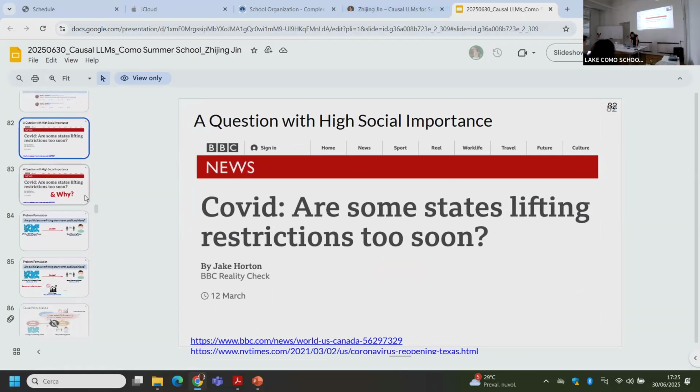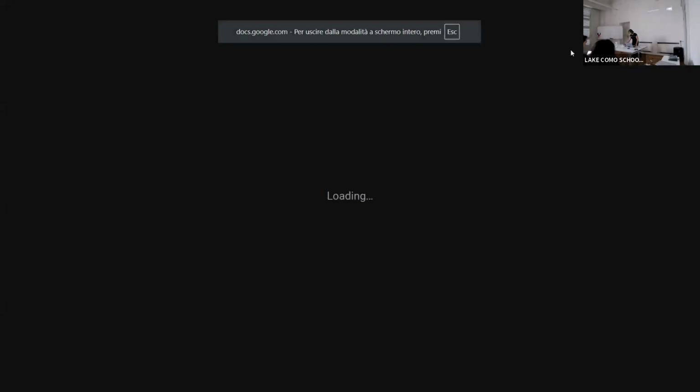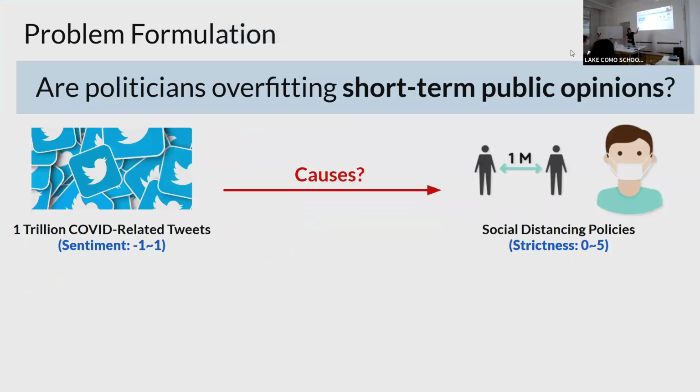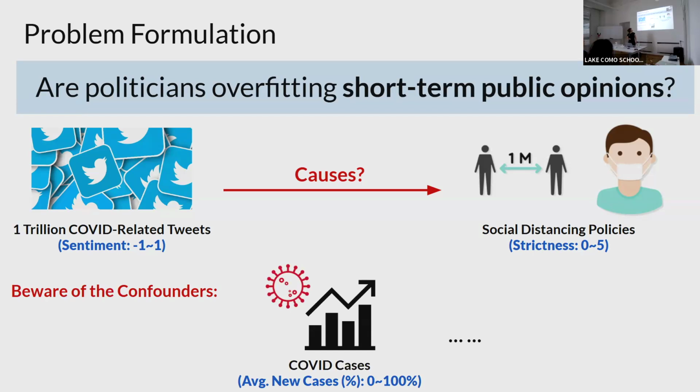What we did here is check the research question on whether politicians overfit short-term public opinions to remove social distancing regulations. We use NLP models to parse through 1 trillion COVID-related tweets, and parse them into a sentiment score of whether people are positive or negative about COVID. Then we try to control for the confounders, such as the actual COVID case number, new case increases, employment rate, and many others.